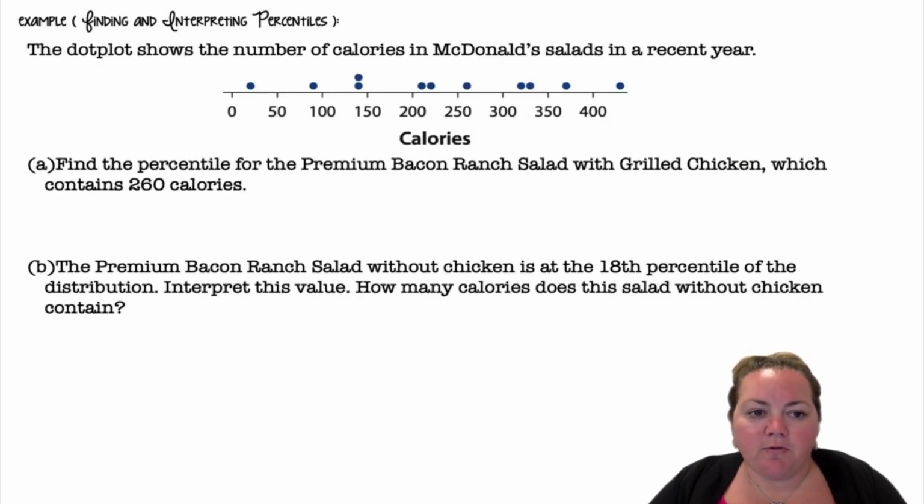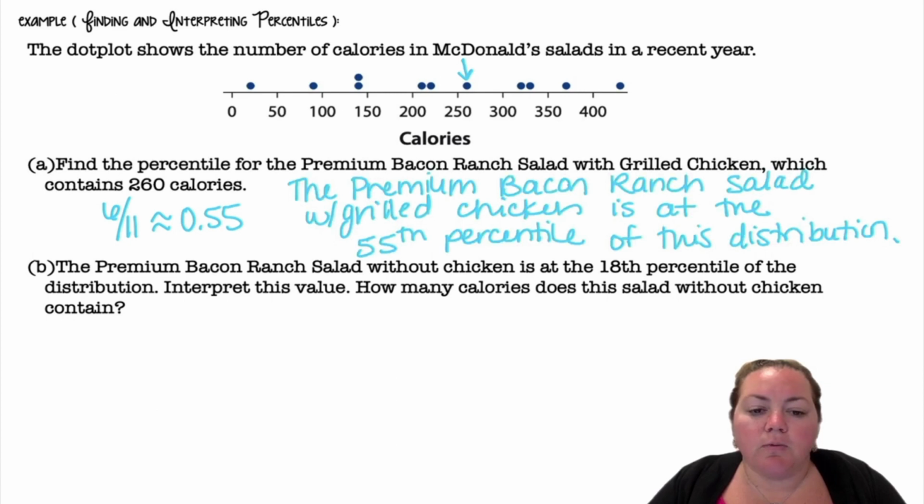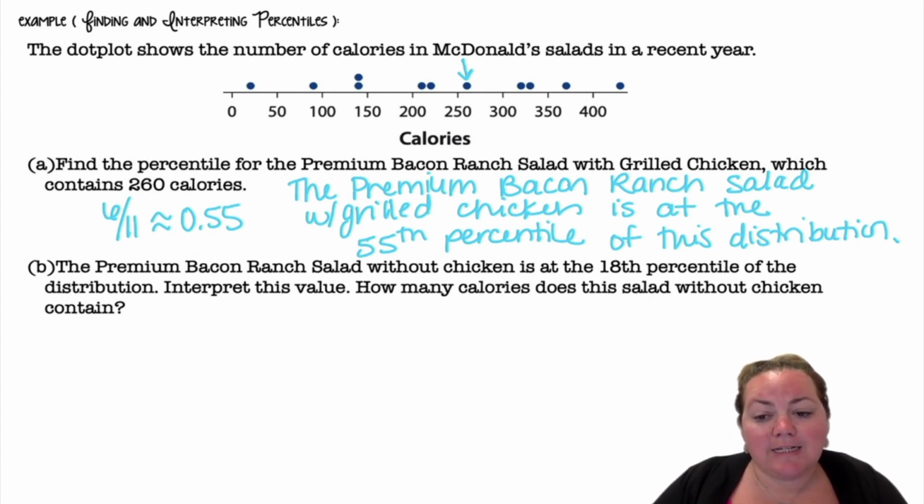All right, our first example, finding and interpreting percentiles. The dot plot shows the number of calories in McDonald's salads in recent years. Find the percentile for the premium bacon ranch salad with grilled chicken, which contains 260 calories. So it's this dot here, the 260 calories, just past 250. There are 6 dots that are less than that dot out of 11 total dots, which comes out to be approximately 0.55. So we would interpret this as the premium bacon ranch salad with grilled chicken is at the 55th percentile of this distribution.